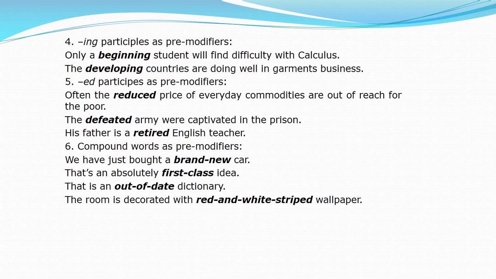Compound words as premodifiers. Compound words means that there is more than one, two or three words at the same time expressing one meaning. That is called compound words as premodifiers. We have just bought a brand new car. Brand new has been used here as a single word, but there are two words, brand and new. So this is called a compound word.